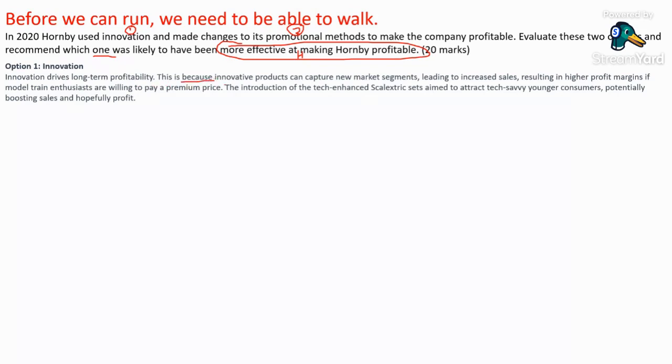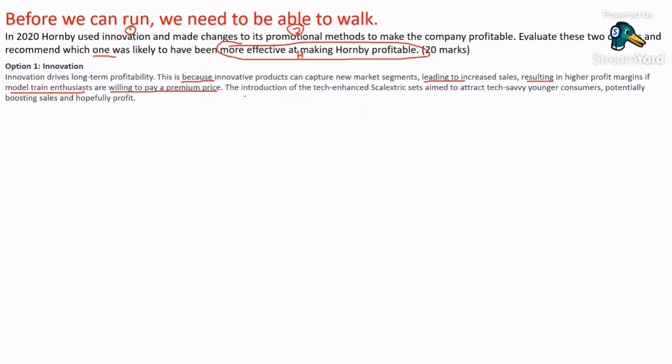This is because innovative products can capture new market segments, leading to increased sales, not profits yet, is it? Resulting in higher profit margins, very abstract at the moment, if model trains, wow, model train enthusiasts, that's a bit of evidence. I'd put AP next to that if I was marking, are willing to pay a premium price. Okay, so we've got willing to pay a premium price is a chain of argument. We've got the BLT in there if you're hungry. And it's a bit contextualized, model train enthusiasts.